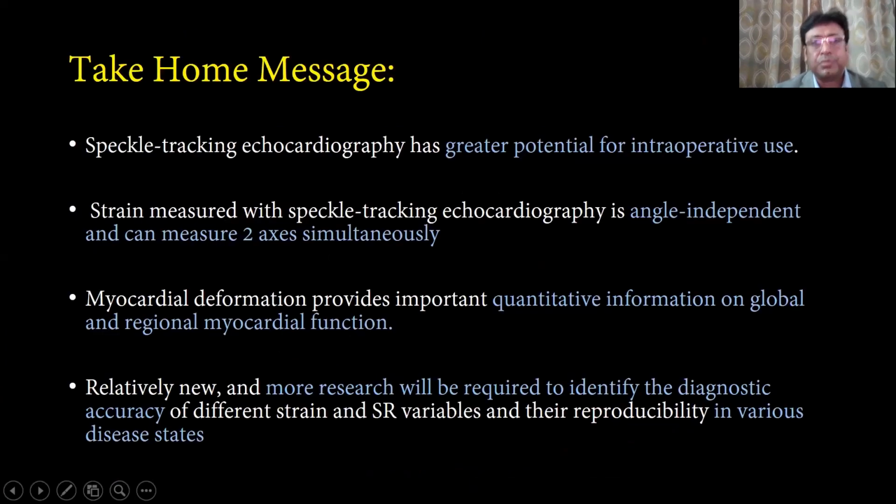So to summarize quickly, the take-home message will be: speckle tracking echocardiography has greater potential for intraoperative use. Strain measured with speckle tracking echocardiography is angle independent and can measure 2 axes simultaneously. Myocardial deformation provides important quantitative information on global and regional myocardial function. This is a relatively new technique, and more research will be required to identify the diagnostic accuracy of different strain and strain rate variables and their reproducibility in various disease states.